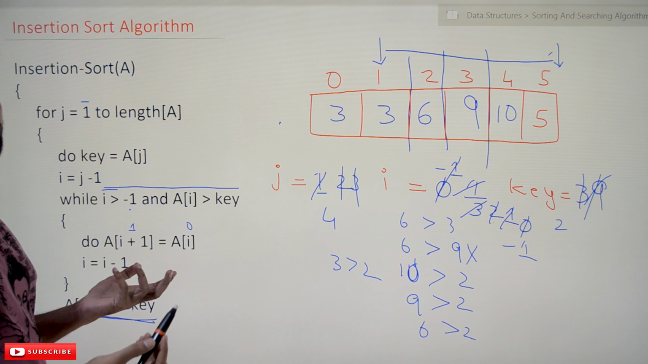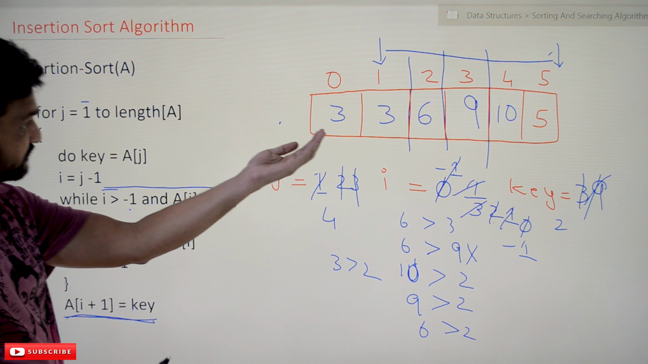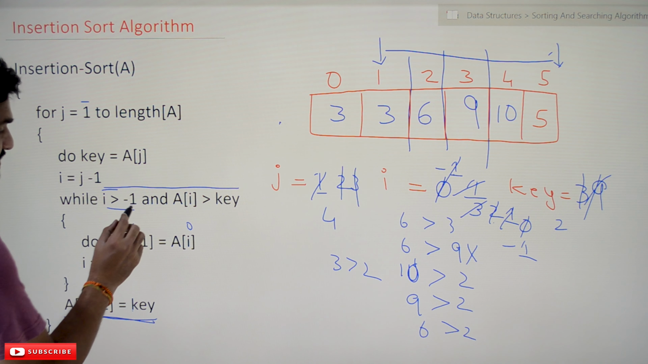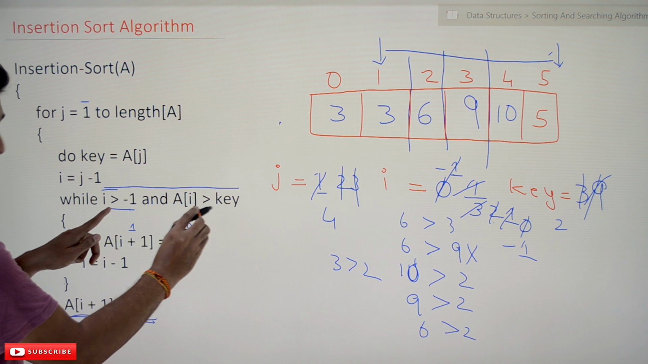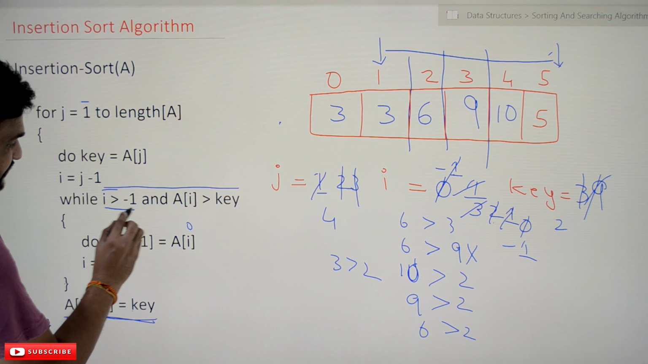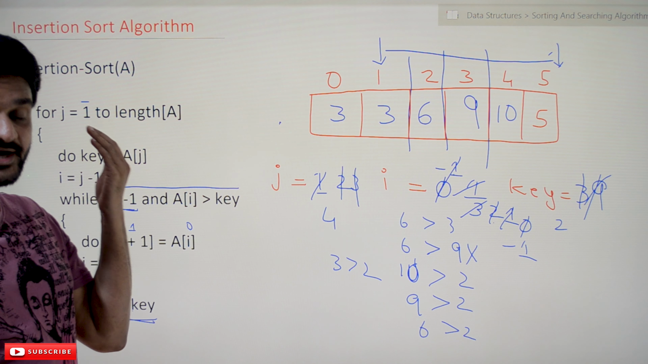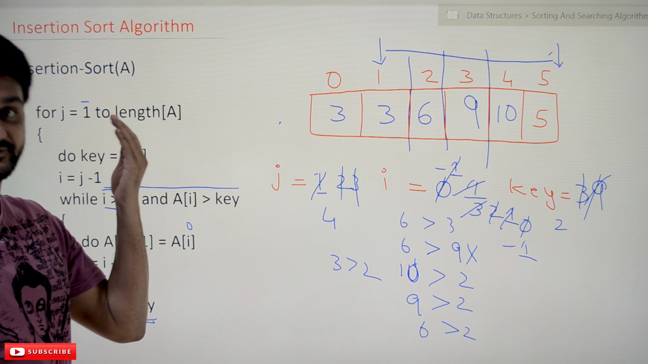Is it true? No, it is not true. Because it is not true, we have come to an end. This condition is failed means we have to understand the logic for this condition. If this condition is failing, it means we are at the end of the array, on the left side.